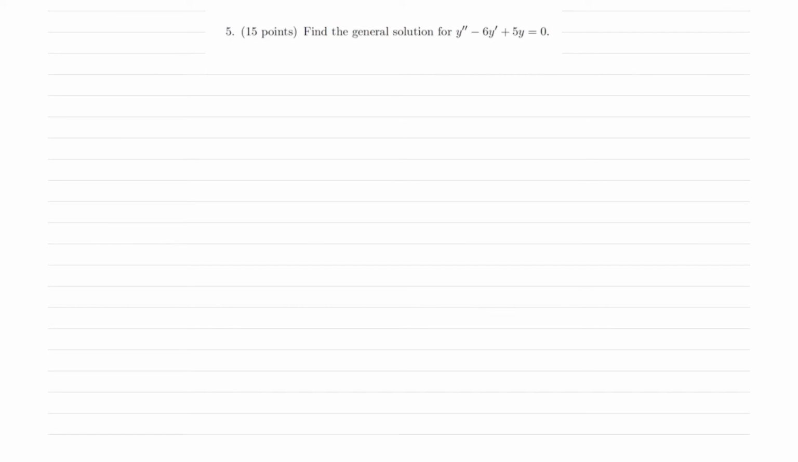Find the general solution for this guy. So we have y'' minus 6y' plus 5y is equal to 0. And so we have the characteristic equation of r squared minus 6r plus 5 is equal to 0. And let's see if we can figure out, does this factor? We have minus 5 and minus 1, and that'll give us that. Yep, so (r minus 5)(r minus 1) is equal to 0.